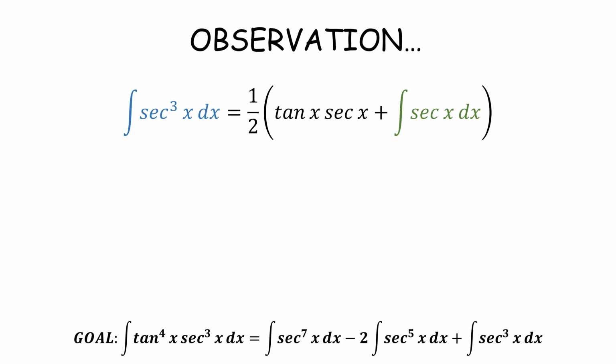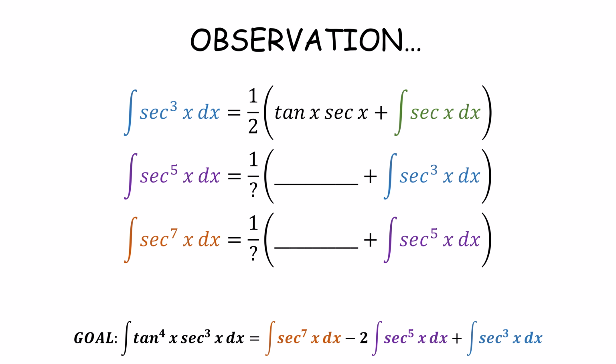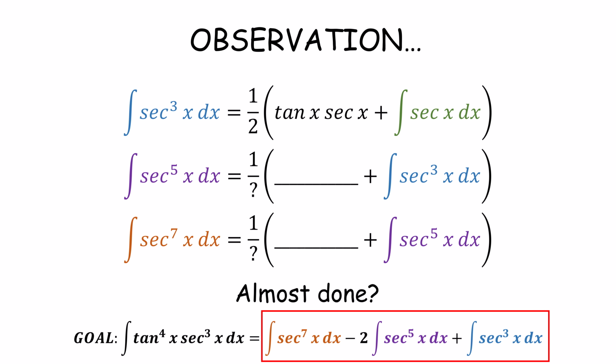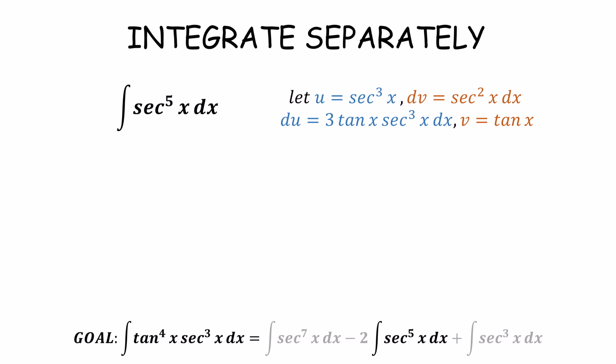And after that, the integral of secant cubed, we can change it to the integral of secant x. So we guess that if we can change the integral of secant to the n plus 2 to the integral of secant to the n, it's a success. We can solve the other complex integrals successfully. So next, move on to secant x to the 5. We let u equal secant x cubed and dv equal secant x squared dx.